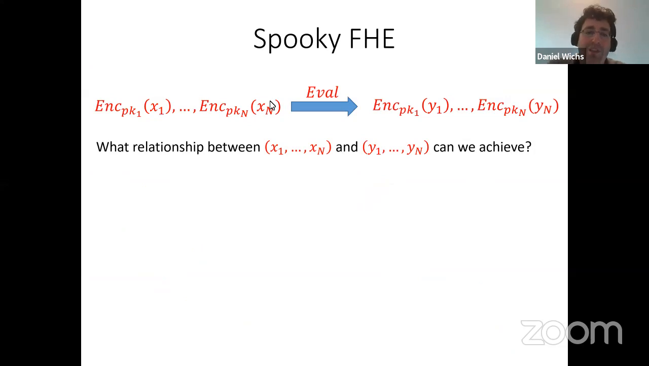And so the question is, what kind of relationships can you achieve between the inputs that come into this process and the outputs that you derive? So you're converting encryptions of x1 to xn into encryptions of y1, y2, yn. What relationships between the x's and the y's can you achieve? So one simple observation is that you cannot get signaling relationships because of the semantic security of the encryption.